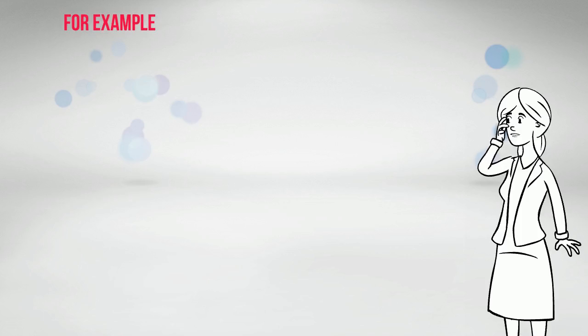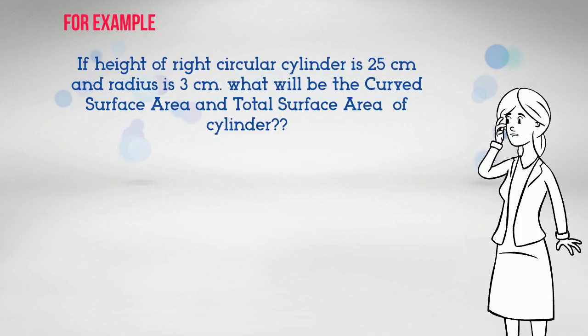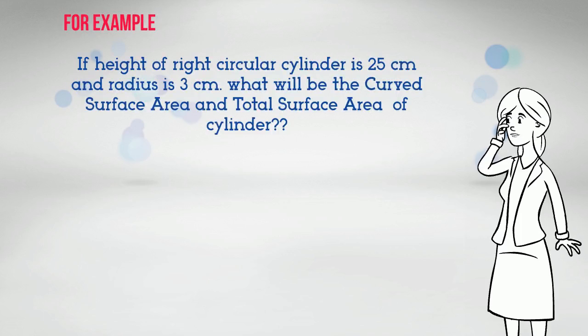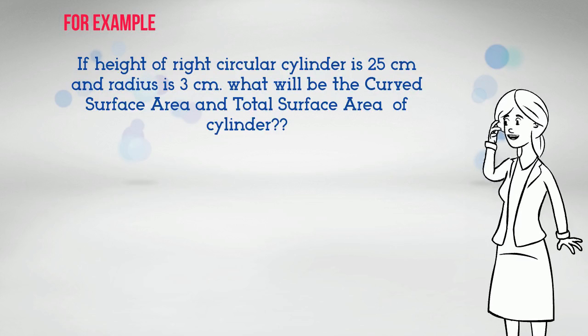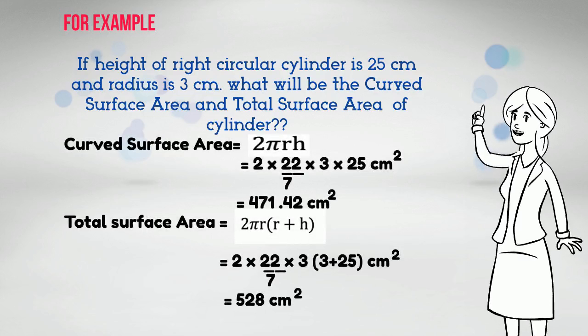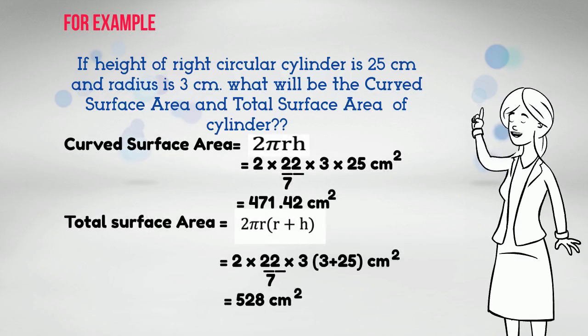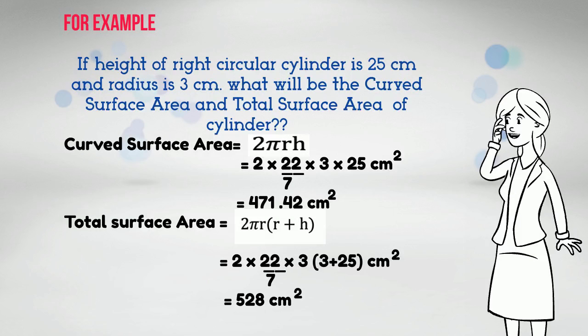For example, if the height of a right circular cylinder is 25 cm and the radius is 3 cm, what will be the curved surface area and the total surface area of cylinder? As we all know, the curved surface area is 2 pi rh, and when we put the values in, our answer comes to 471.42 centimeters squared, while the total surface area is 2 pi r times radius plus height. As we all know, we solve the bracket first and our answer comes up to 528 centimeters squared.